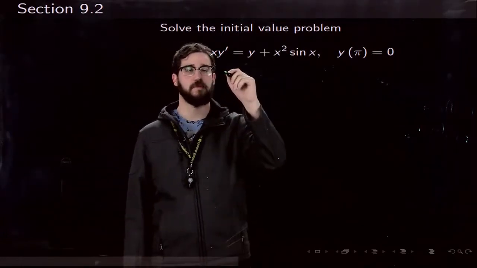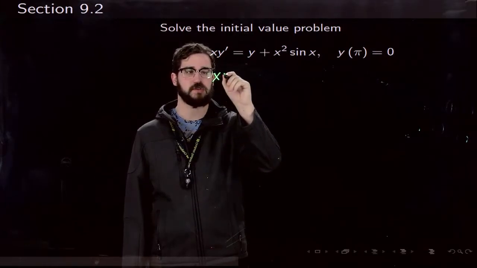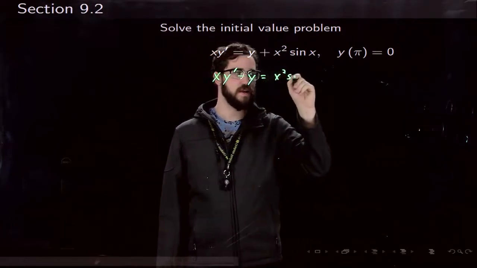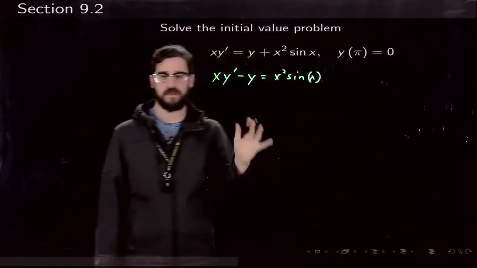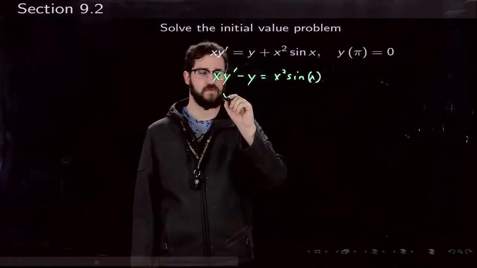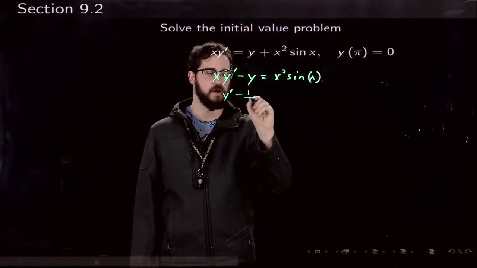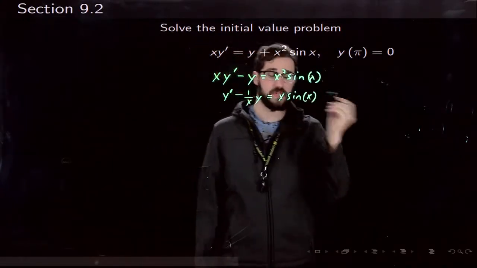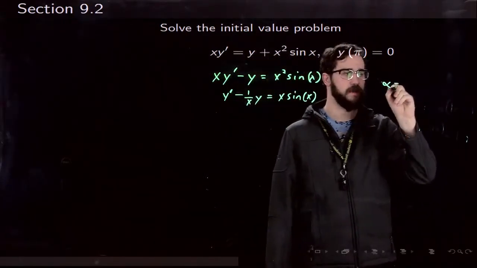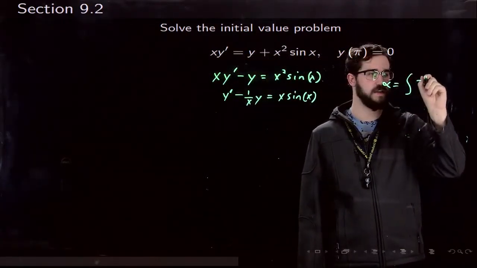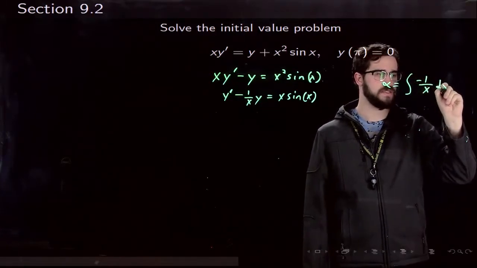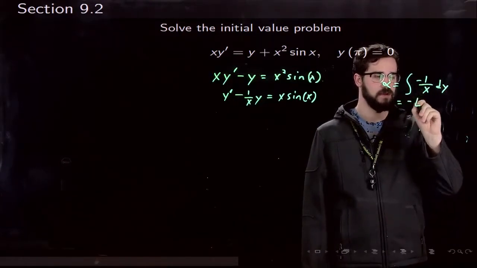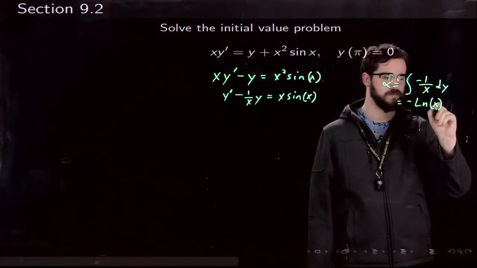By subtracting y from both sides, you get xy prime minus y equals x squared sine of x. And to get it in the right form, divide everything by x. So we have y prime minus 1 over x, y equals x sine of x. We need to find that alpha, which, remember, is the integral of negative 1 over x dx, which is just equal to the negative natural log of x.